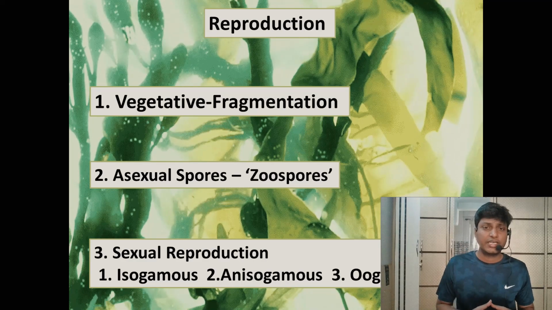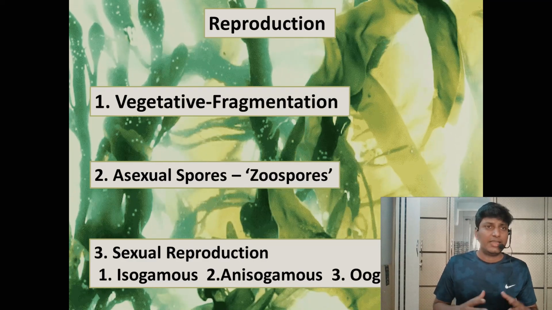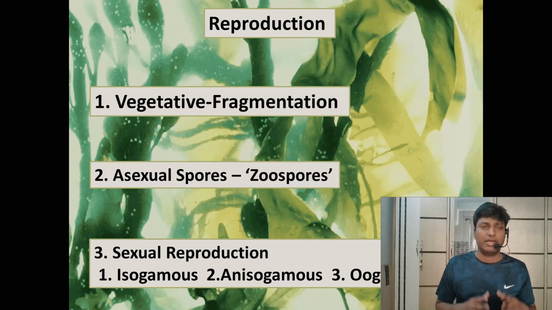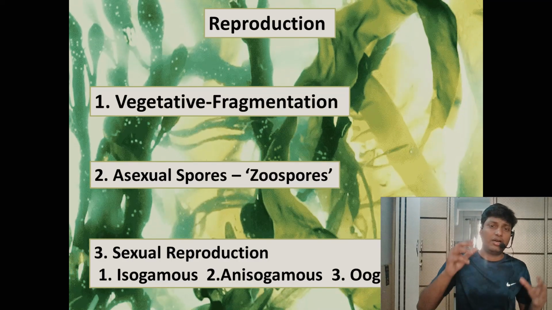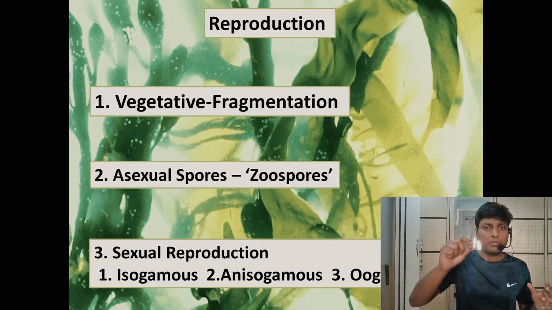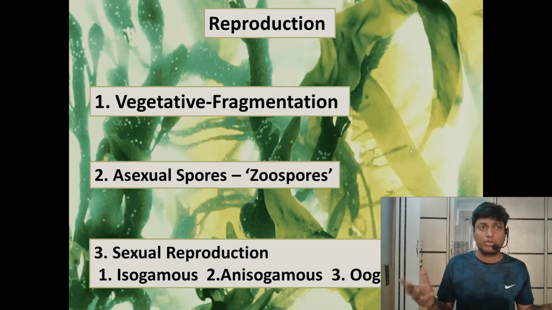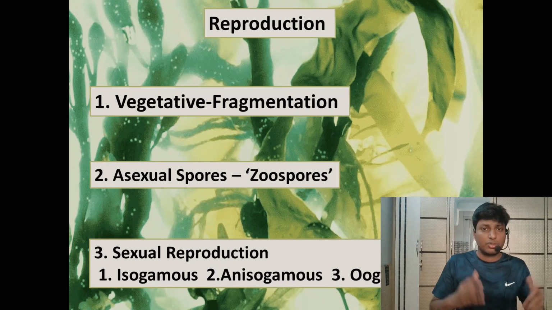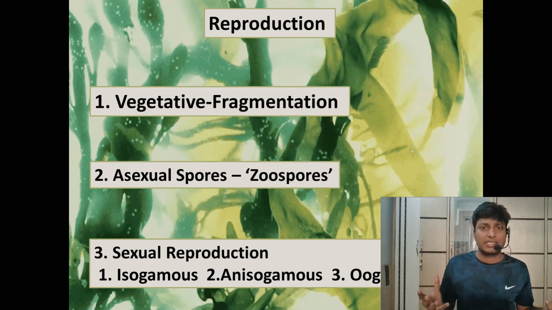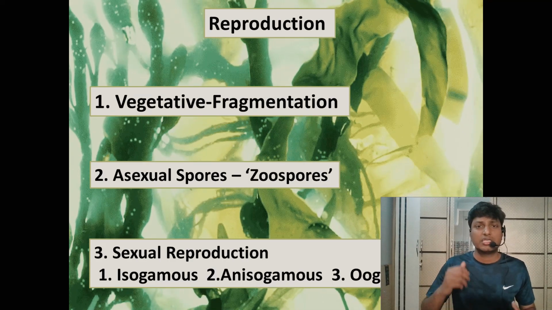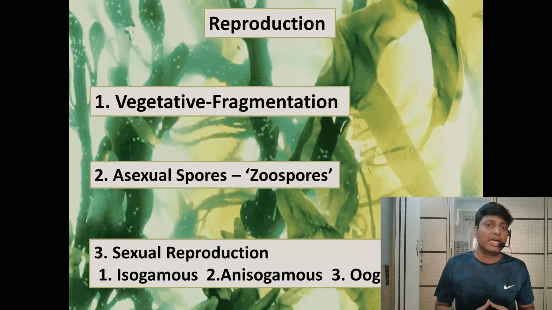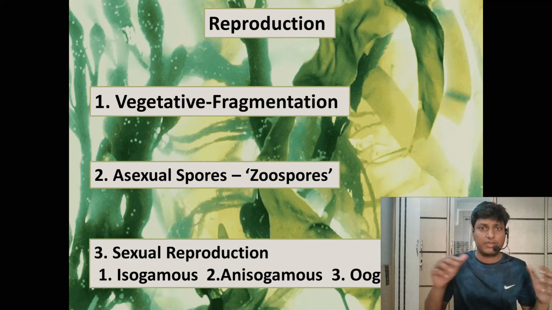Here the word vegetative means that in the case of certain algae, basically from the body itself, new algae can be formed. How is this possible, right? So let me give you an example. The example is Spirogyra. Dear students, the Spirogyra algae is basically in the form of threads, right?